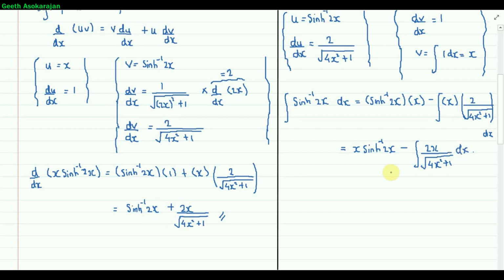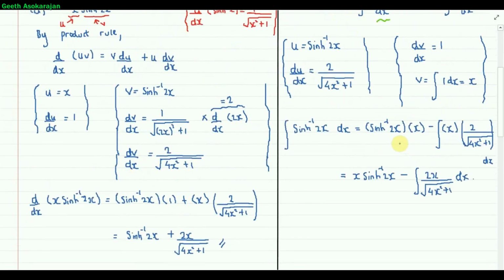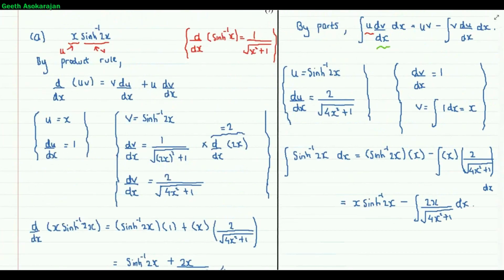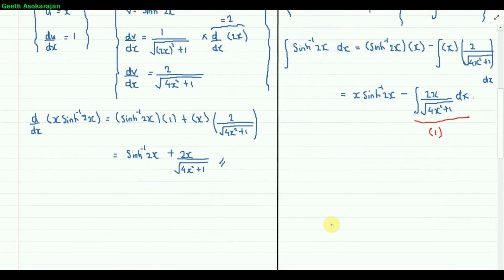Let me pause there for a minute. Now, we need to integrate this integral here, so let me take a different colored pen and go back to red. I'm going to call that integral number 1, and I'll do number 1 as a side calculation. So for number 1, that's the integral of 2x over the square root of 4x squared plus 1 with respect to x.